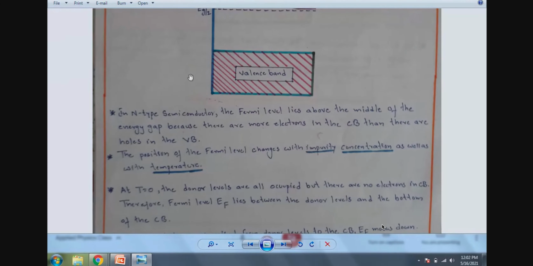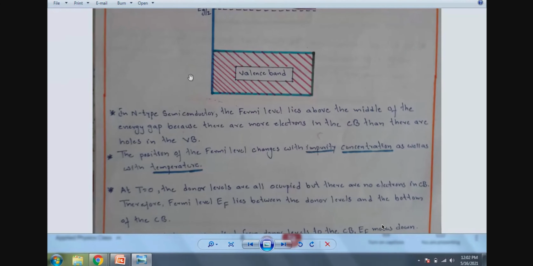Now, if we increase the temperature, what happens? Here we can say the Fermi level EF lies between the donor level and the bottom of the conduction band. This is the position starting from here. Now with further increase of temperature, slowly the electrons which are present in the donor energy level jump into the conduction band. So the Fermi level moves downward, slowly decreases. The curve decreases as the temperature increases.